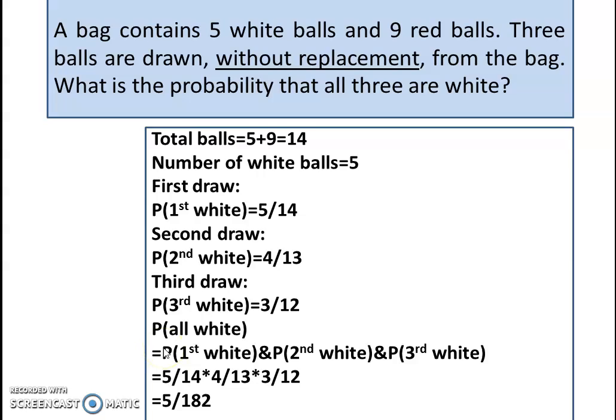Now the probability that all 3 are white will be, we will multiply the probability that the first ball is white and the second ball is white and the third ball is white. So after multiplication, the result is 5 upon 182 and that is the probability that all 3 are white. Hope this particular solution is clear.